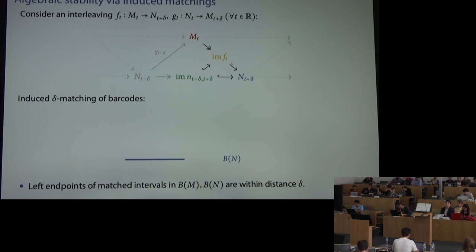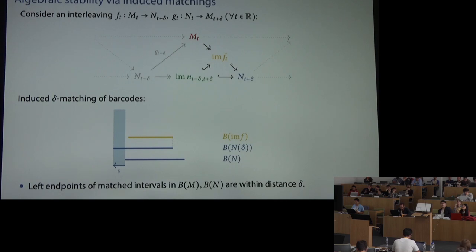The first thing is, in the lower right corner, you see N_{t+delta}. So we look at the persistence module with indices shifted by delta. That means on the level of barcodes, we're moving the bar to the left by delta. So that's another barcode of the persistence module, N delta, N shifted by delta. And now, because this is the persistence module, we can relate the image of f and the image of this internal N shift map. The image of f is a submodule. At each index, it's a subspace of N_{t+delta}. So the right endpoints are aligned, and the left endpoints move to the right.